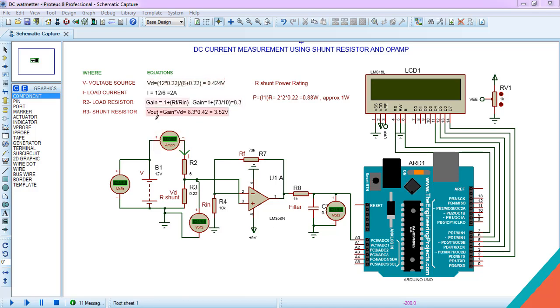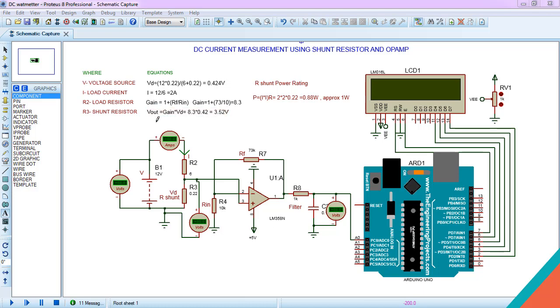To get the output voltage of the non-inverting amplifier circuit, we must know the gain, so the gain also must be very small so as to make sure that the amplified voltage does not exceed 5 volts. The gain is given by taking 1 plus RF, which is the feedback resistor, divided by Rin, which is the input resistor. So the gain is 1 plus 73 over 10, which is 8.3.